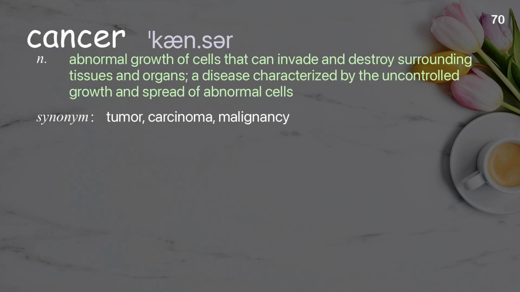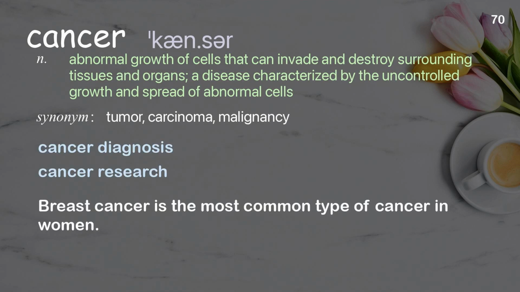Cancer: Abnormal growth of cells that can invade and destroy surrounding tissues and organs. A disease characterized by the uncontrolled growth and spread of abnormal cells. Examples: Cancer diagnosis. Cancer research. Breast cancer is the most common type of cancer in women.